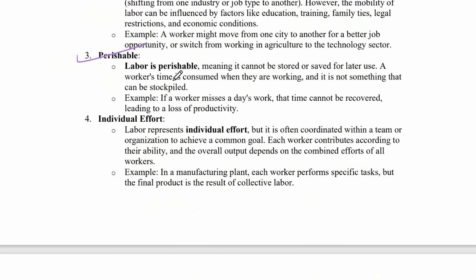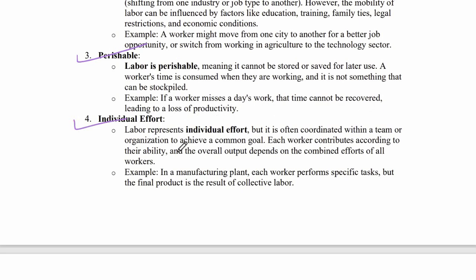Perishable. Labor is perishable, meaning it cannot be stored or saved for later use. A worker's time is consumed when they are working, and it is not something that can be stockpiled. Example, if a worker misses a day's work, that time cannot be recovered, leading to a loss of productivity.